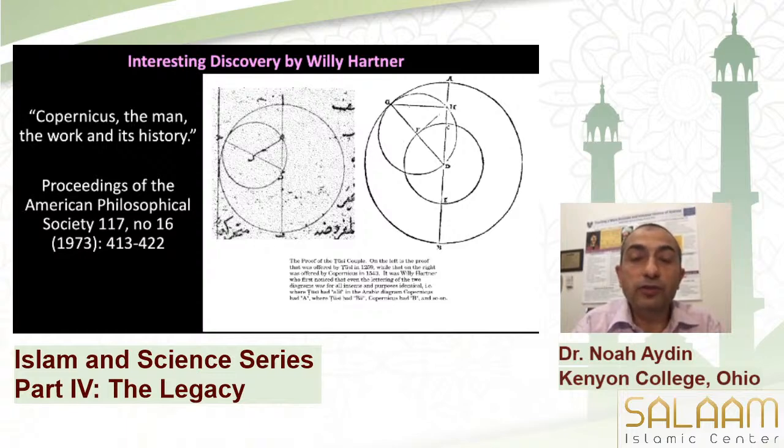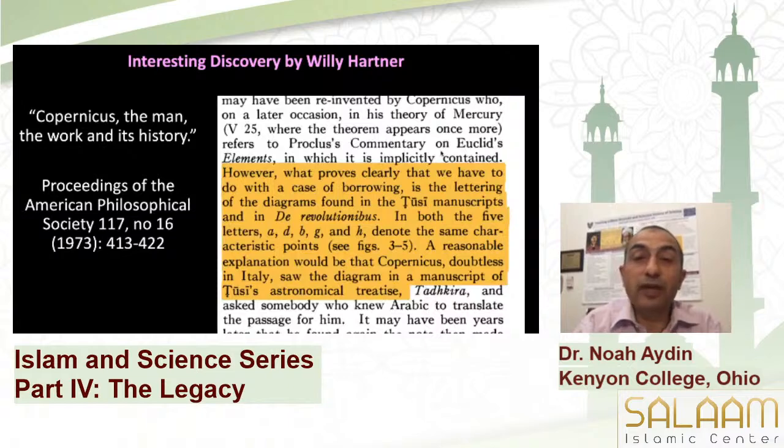Where Tusi used the Arabic letter ba, Copernicus used the letter B, and so forth. So there was even a one-to-one correspondence in the labeling of the points in the geometric figure in the proof of this theorem. So based on this evidence, Hartner came to the conclusion that Copernicus must have been aware of Tusi's work, because this just cannot be coincidence, right?